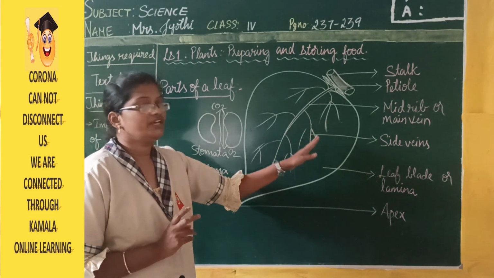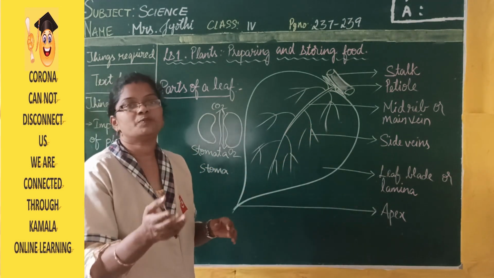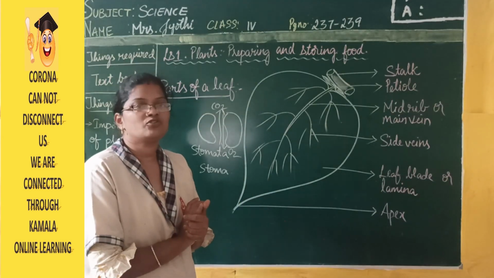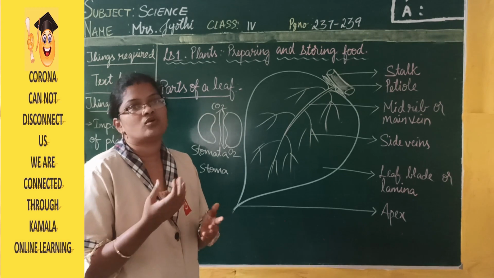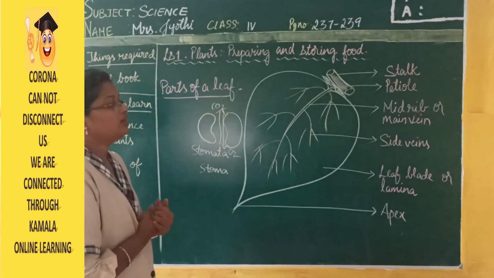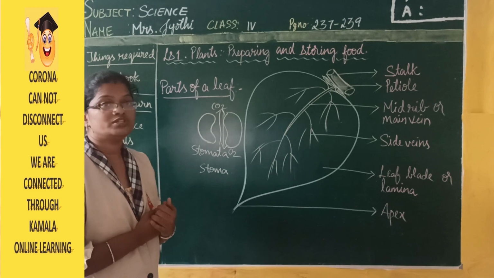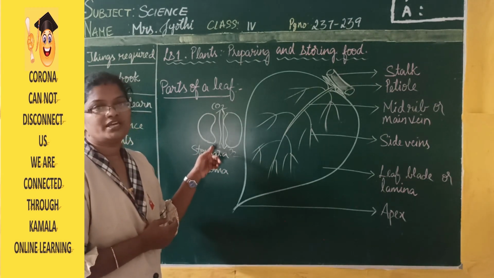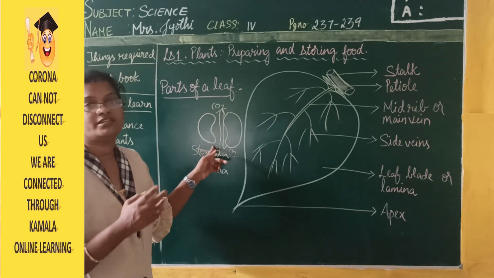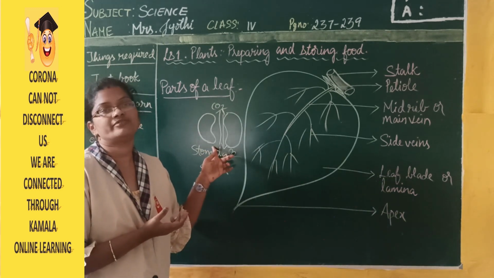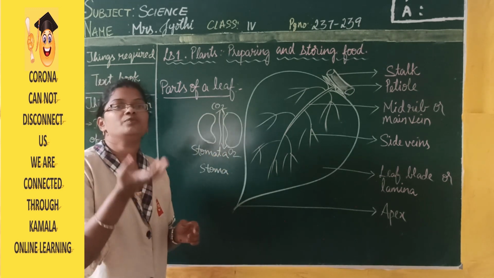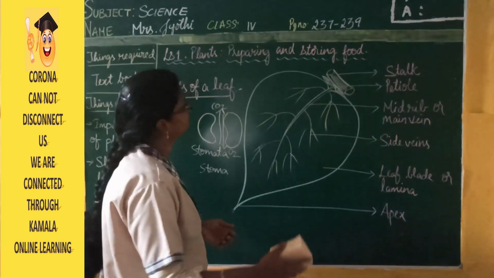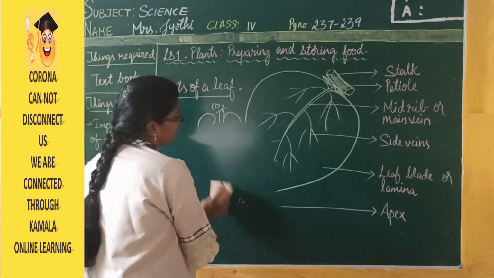The use of this main vein and side veins is that they transport the food material from the leaf to the different parts of the plant, or they transport the air or water, whatever it may be. Now how does the plant breathe? Through the stomata, and the stomata are bean-shaped. Where are the stomata present? They are present on the lower side of the leaf, and plants breathe in carbon dioxide and breathe out oxygen. I hope you all understood the lesson.